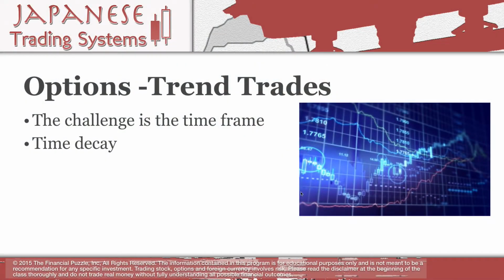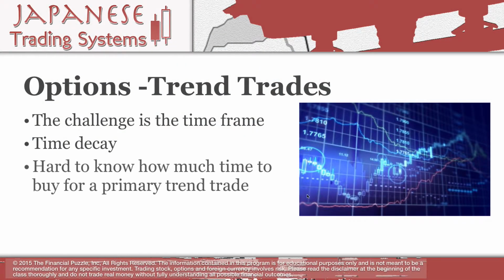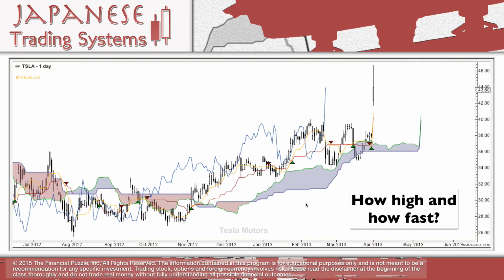Let me give you some key adjustments here. You've got to pay attention to your time decay. That's going to be one of your big challenges. And of course, your challenge is you don't know how much time you need to buy for that primary trend. So let's take a look. Notice this breakout we've got on Tesla. The question is, how high is it going to go and how fast is it going to get there? And you have no idea.